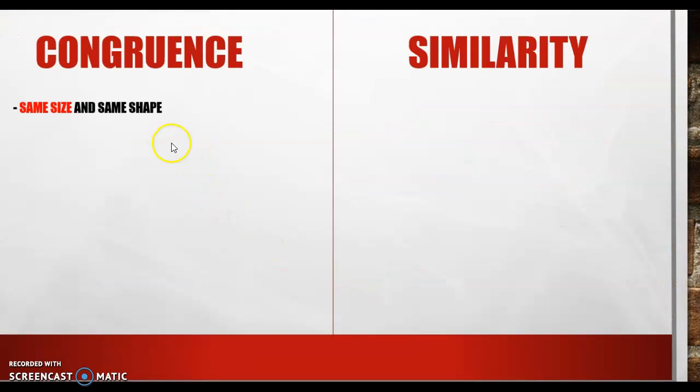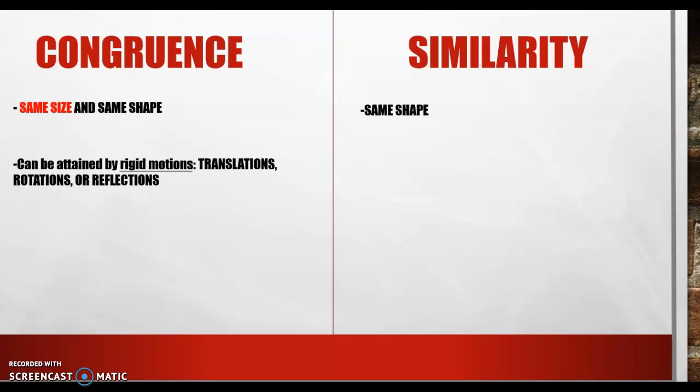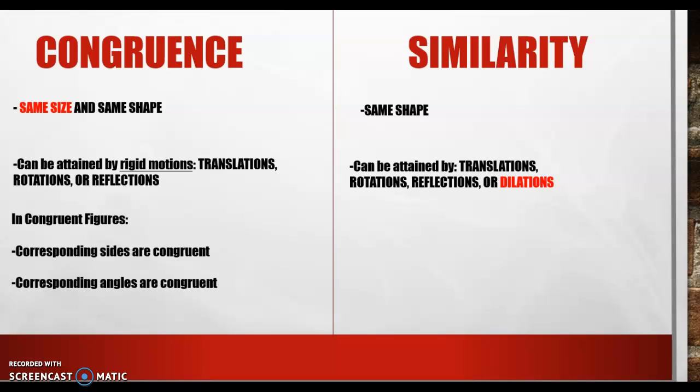In congruence, congruence means that they are the same size and the same shape. But when figures are similar, they are just the same shape and they may not be the same size. Congruence can be retained by rigid motions, and those rigid motions we are talking about are translations, rotations, or reflections. In similarity, you can get those by translations, rotations, reflections, or dilations. So the dilations is what makes it bigger or smaller, which is why they may not be the same size.